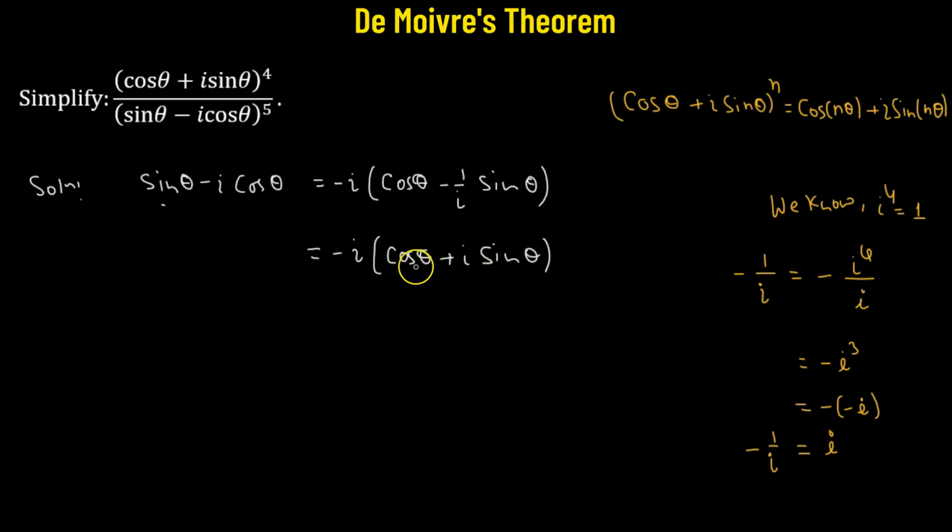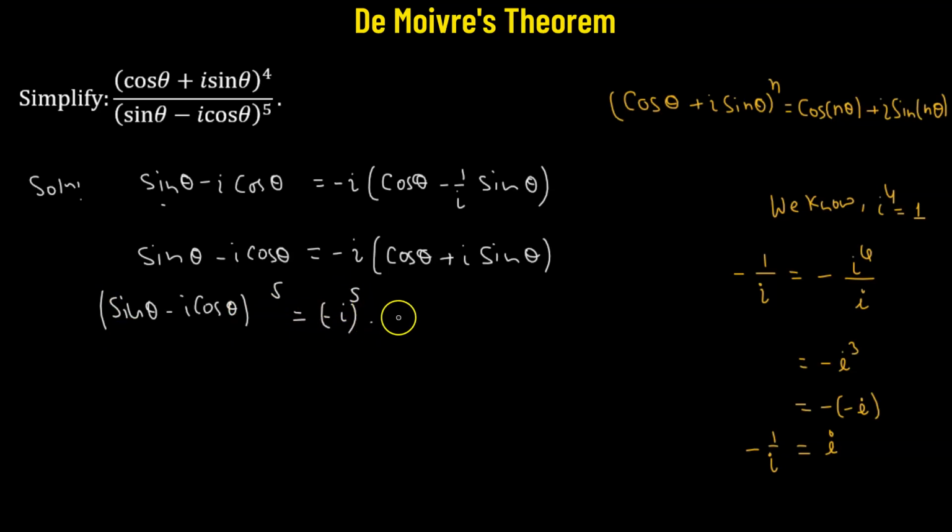So we have our real part in terms of cosine and the imaginary part in terms of sine. This is the value of sine theta minus iota times cosine theta, but we'll also have to raise it to the power of 5. So we have (sine theta minus iota times cosine theta) whole raised to the power of 5. That means we have (negative iota) whole raised to the power of 5 multiplied by (cosine theta plus iota times sine theta) whole raised to the power of 5. Now what's the value of negative iota raised to the power of 5?